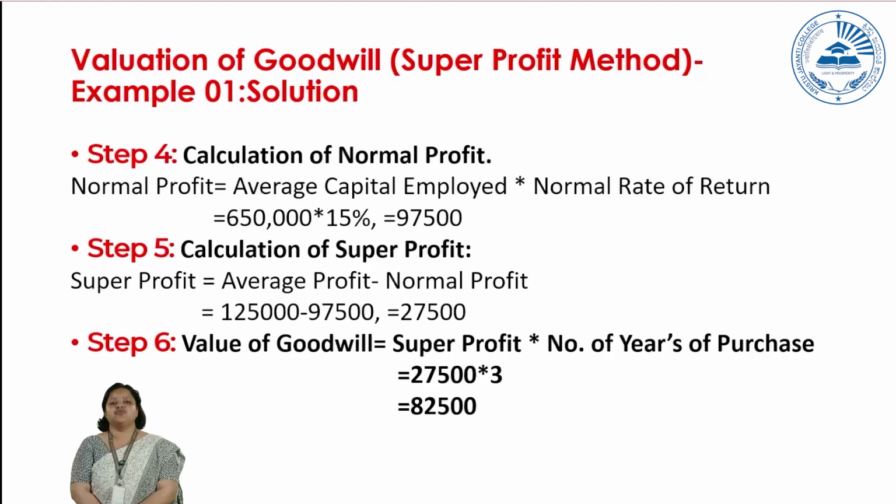Step 6, we calculate the value of goodwill. As I informed you, we have considered the years of purchase of super profit. The formula is super profit into number of years of purchase. In the question itself they have given 3 years of purchase. So 27,500 into 3, we got a total value of goodwill of 82,500.